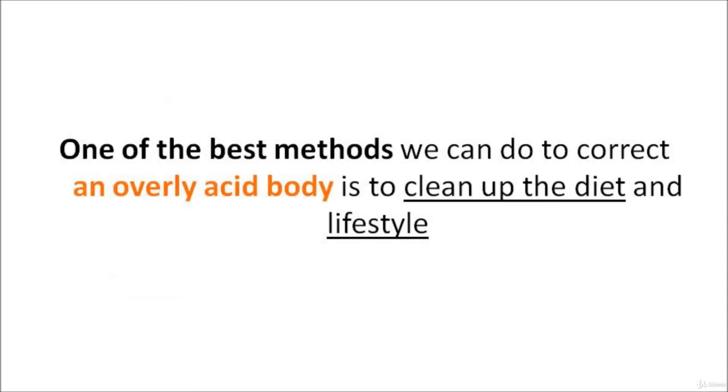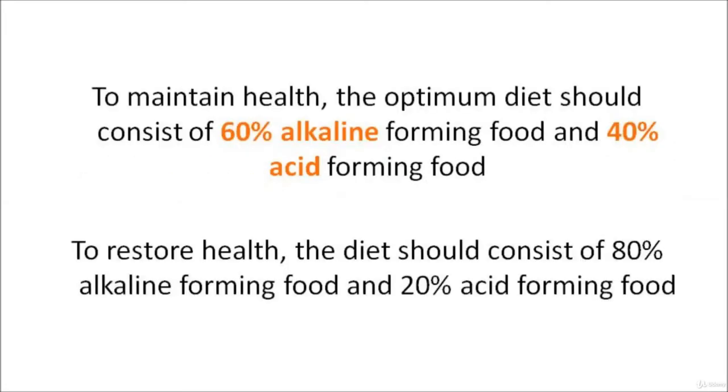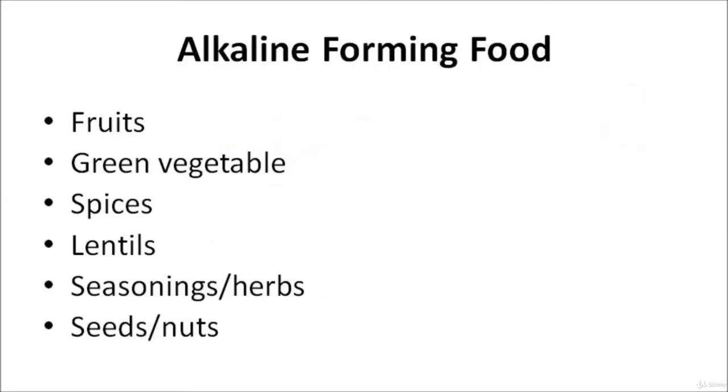One of the best methods we can do to correct an overly acidic body is to clean up the diet and the lifestyle. To maintain health, the optimum diet should consist of 60% alkaline-forming food and 40% acid-forming food. To restore health, the diet should consist of 80% alkaline-forming food and 20% acid-forming food. Generally, alkaline-forming food consists of most fruits, green vegetables, spices, lentils, seasonings or herbs, and seeds and nuts, whereas acid-forming food comprises meat, fish, poultry, eggs, grains, and legumes.